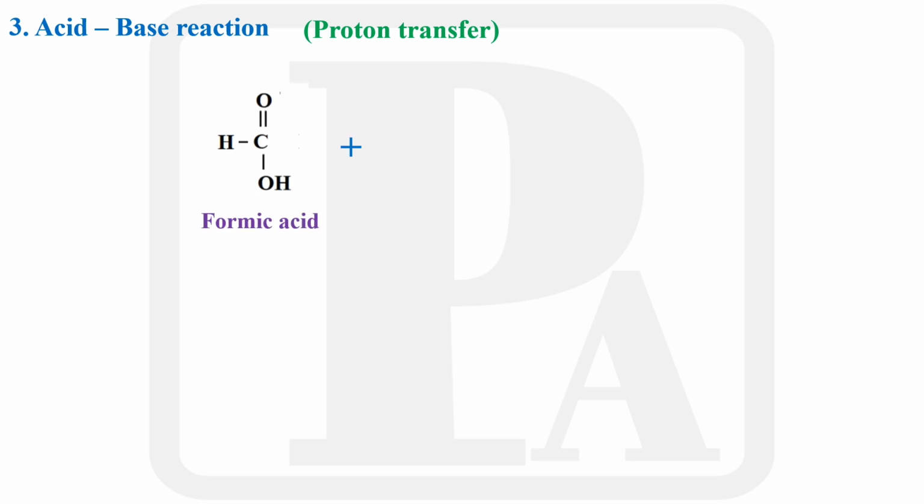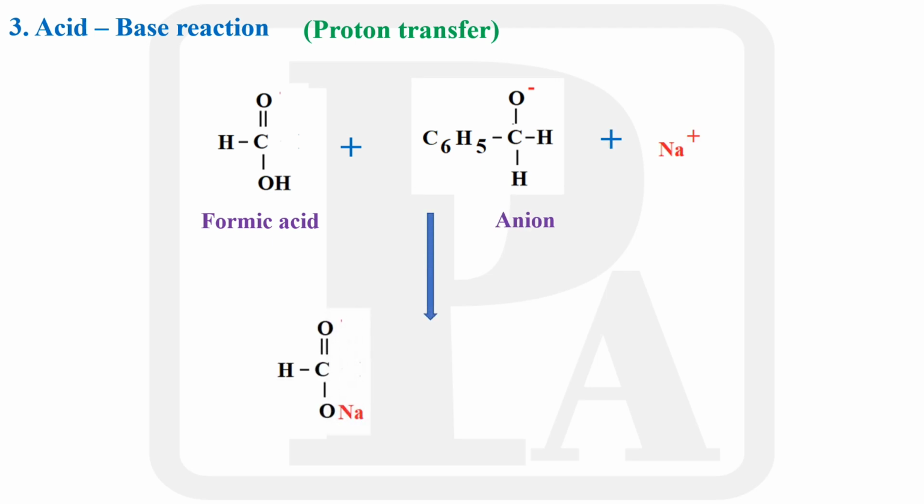Now third step. Third step is called as acid-base reaction, or we can tell it as a proton transfer, transferring of proton. So now we got two products in second step. They are formic acid, and another one is an anion. So with these two we are adding sodium ion. By the addition of sodium ions, what happens?